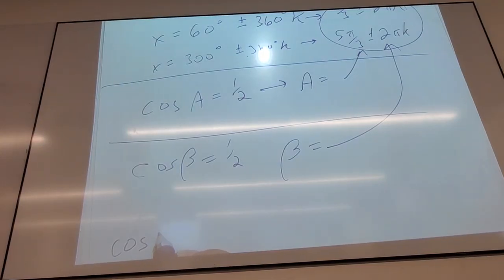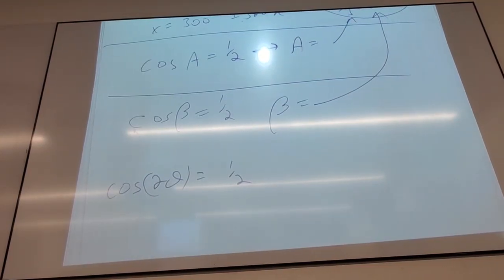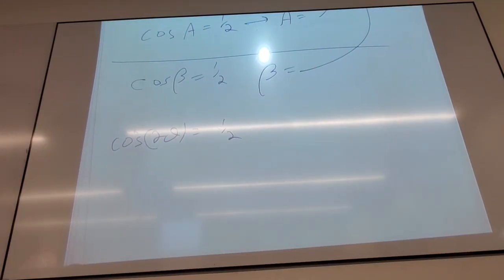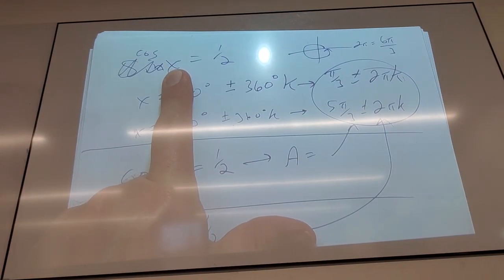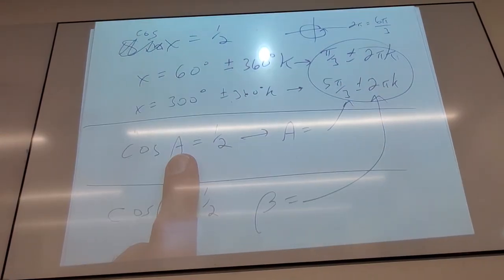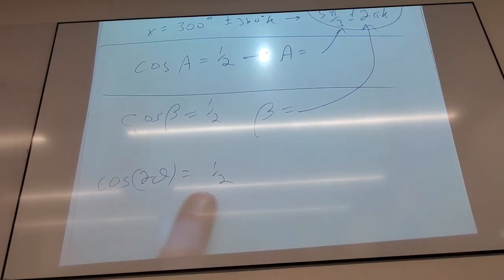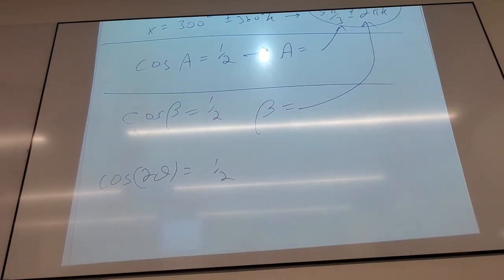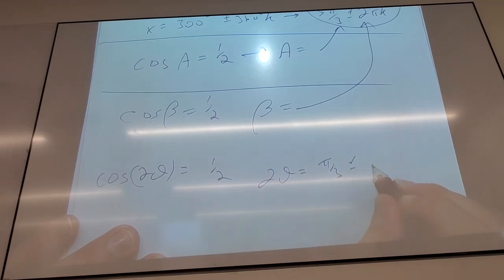So if I have cosine of 2 theta equals 1/2, here's where people overthink this. Did you care what I call this angle? I could call the angle x, correct? Did that change what it was equal to? Compared to A? No. Compared to beta? No. So can anyone tell me what 2 theta is? Blah, blah, blah. This stuff up there. So it'll be pi over 3 plus or minus 2 pi k. And 2 theta equals 5 pi over 3 plus or minus 2 pi k.